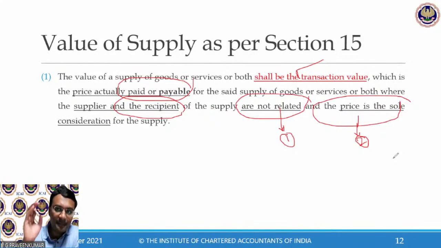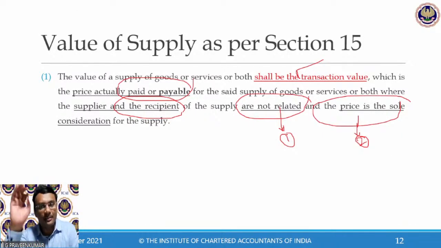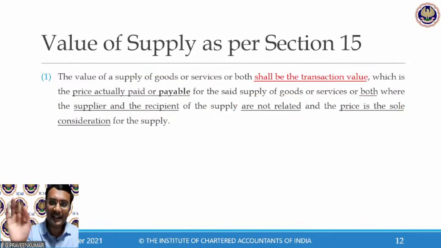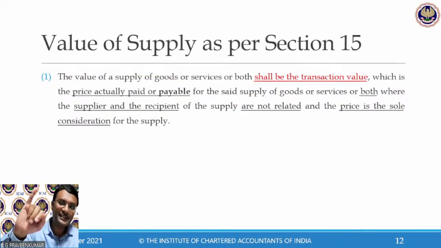So please keep in mind, whenever we apply this subsection 1, it should be a non-related party transaction, and price is the sole consideration. Whatever I have done for inducing that supply, my money has been intact. Then I go for applying my transaction value. So please make a note of transaction value. Against that, write down: non-related party transaction, price is the sole consideration.